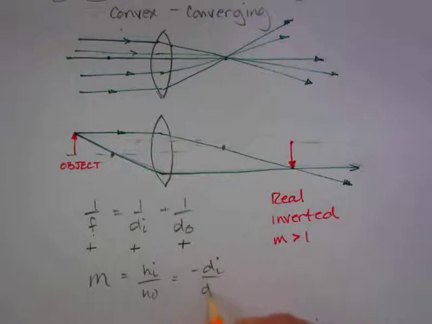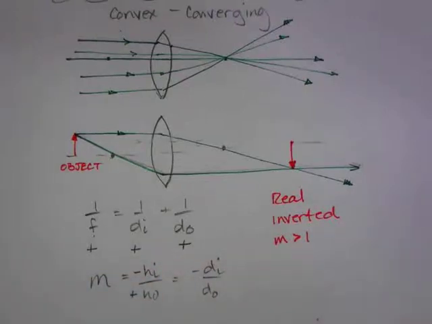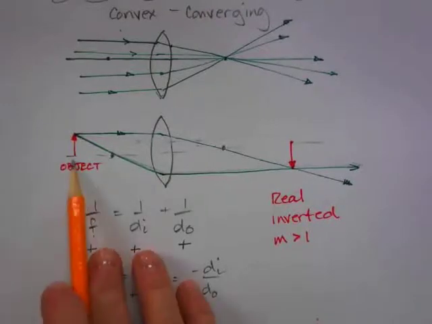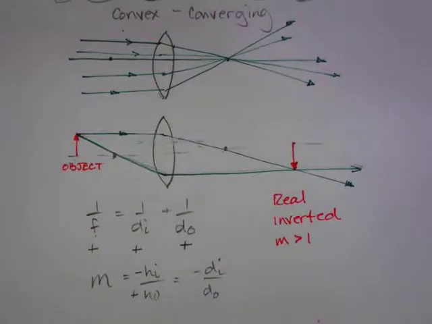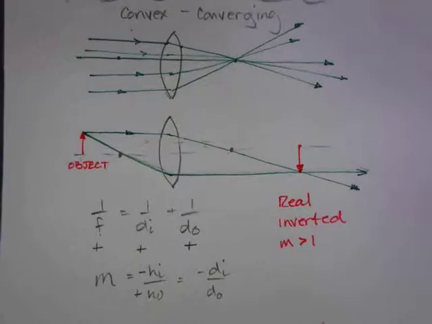So hi over ho equals negative di over do. This is about right side up and upside down. Height of the object, always positive. Height of the image, negative. These guys are both positive, so does that work? It works. Okay? Oh, because the image is upside down.